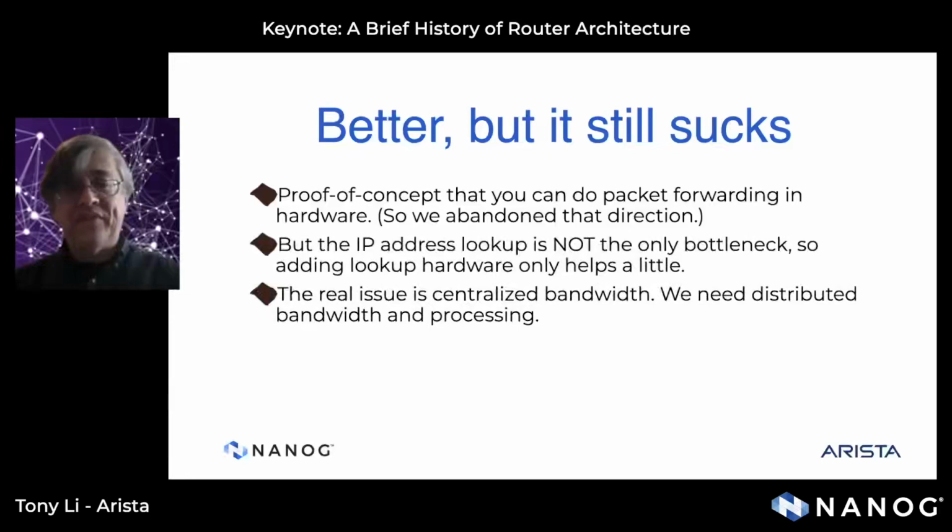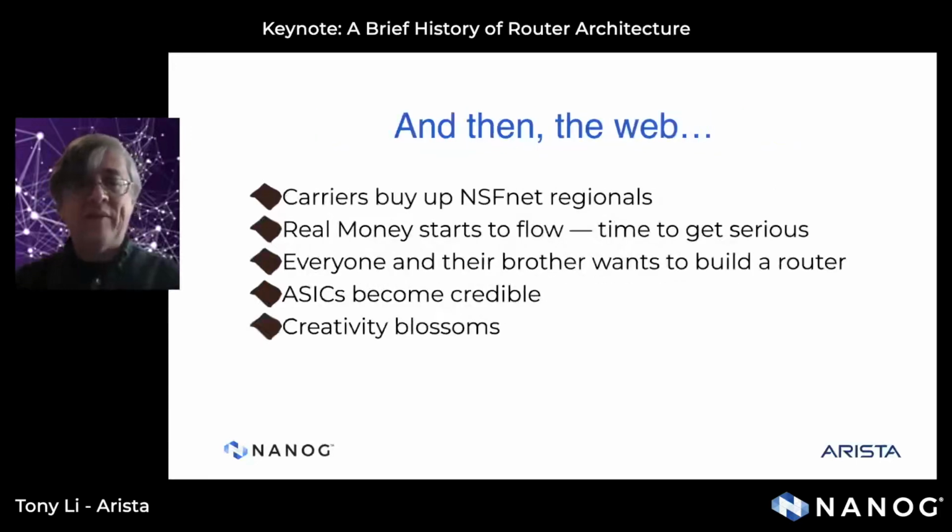The real issue is centralized bandwidth. We need distributed bandwidth and processing. If you don't distribute it, you're going to get stuck. And then the web came along. The carriers bought up the NSFnet regionals. The real money started to flow. We had to get serious and not play around. Everybody else wanted to build a router. ASICs became serious, and people started doing interesting things. We had lots of crazy ideas at that point.